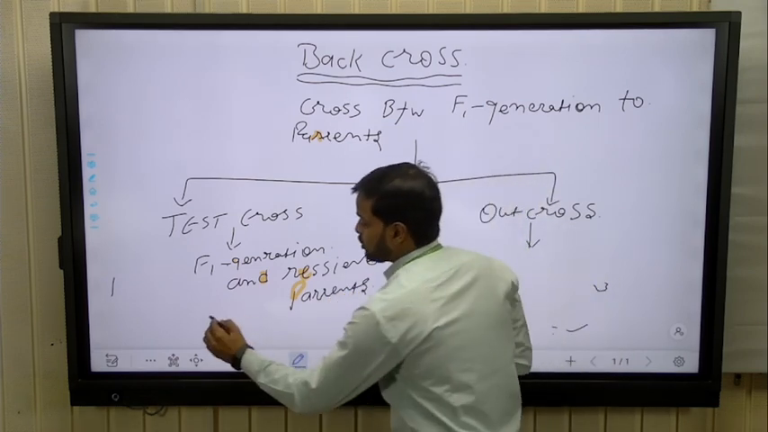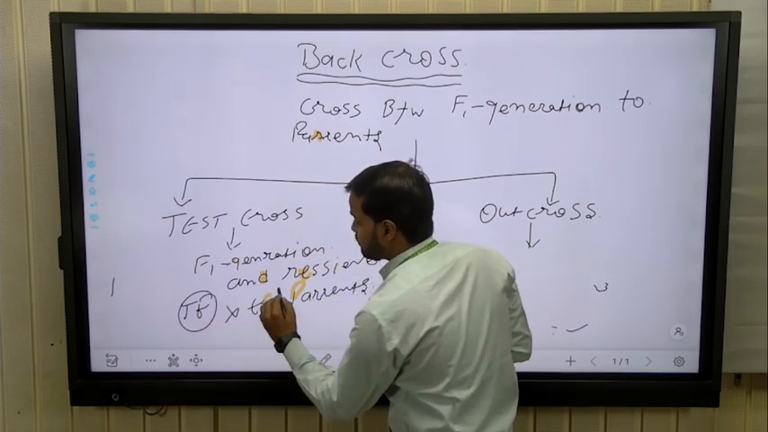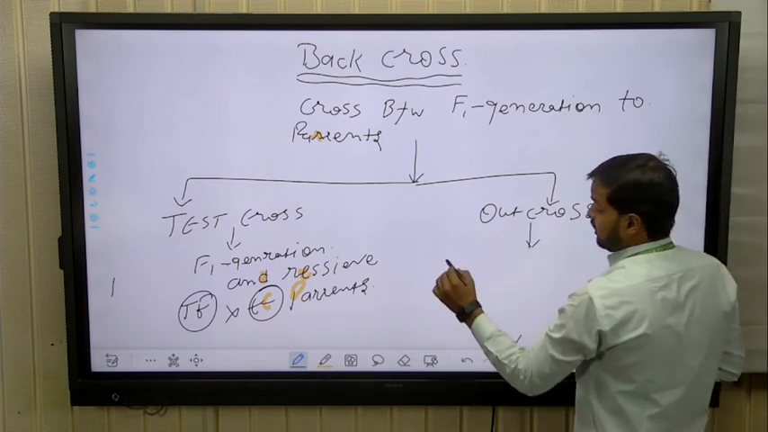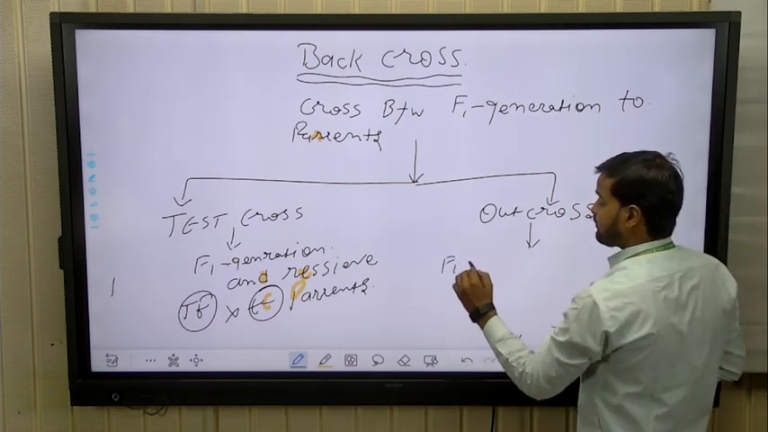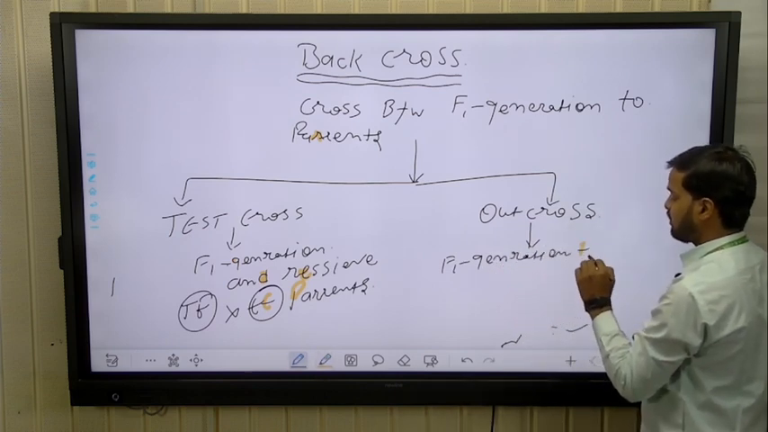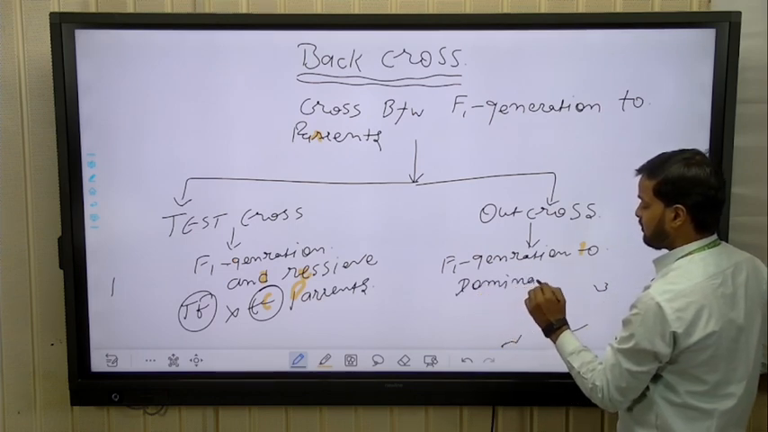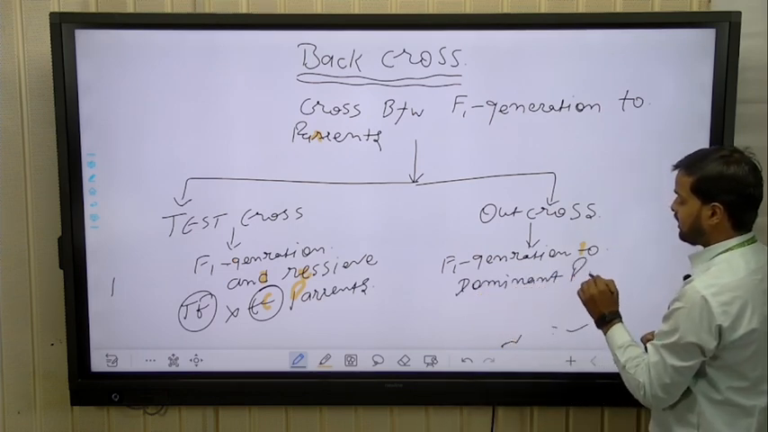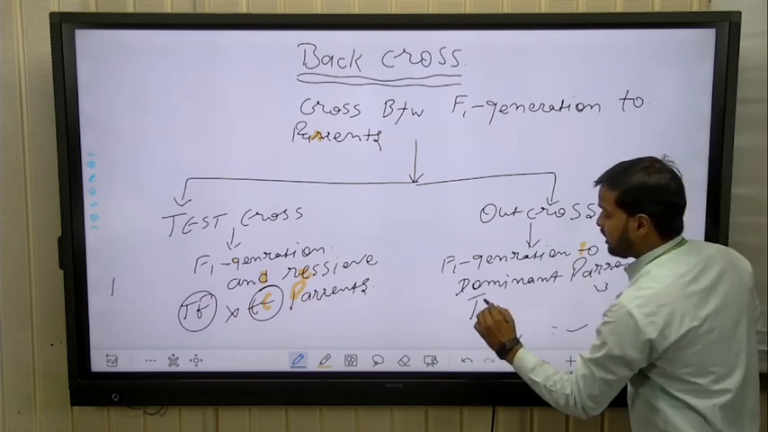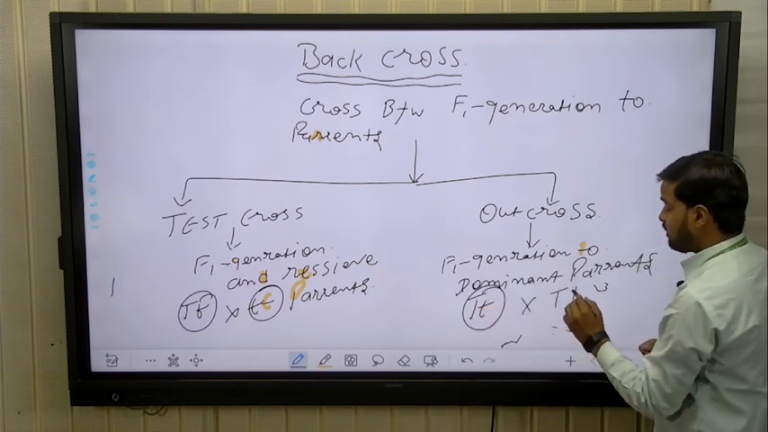That means this cross is performed between capital T small t and small t small t. Here the out cross is what? This cross is between the F1 generation and the dominant parents. That means capital T small t crossed with capital T.